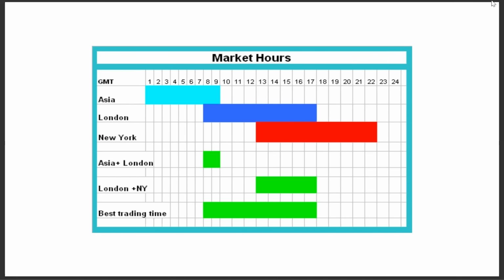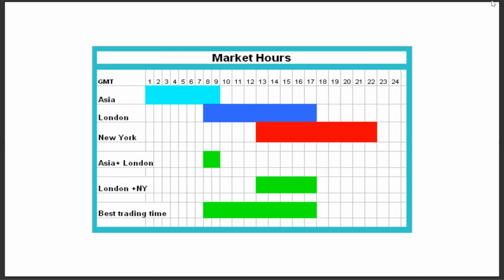Hello. Today let's look at market hours. All right. So we have three trading sessions. We have the Asian session, the London session, and the New York session. So which currency pair do you think falls under the Asia? I would say the Japanese yen, right?